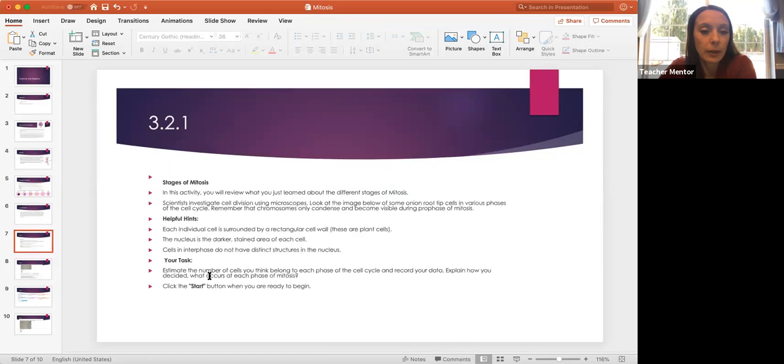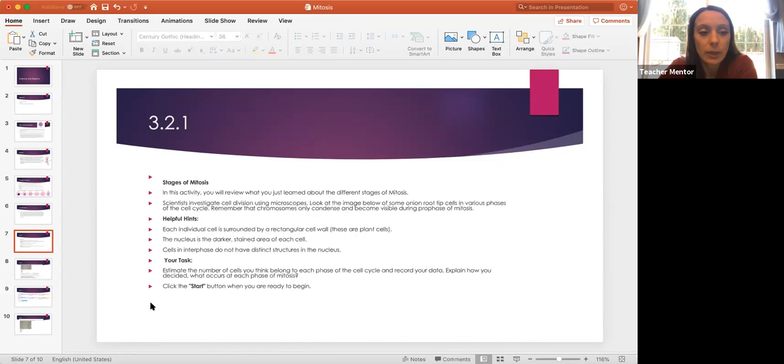I'm going to go back up here. Again, we're estimating. Okay, so we're going to be looking at an image of quite a few different cells under a viewer. It's a picture taken from a microscope of this onion tip. And we have to decide which phase each one of these cells is in. Actually, we're going to be estimating how many are in each one of the phases. How many are in interphase, how many in prophase, metaphase, anaphase, and telophase, okay? Now this is an estimate.